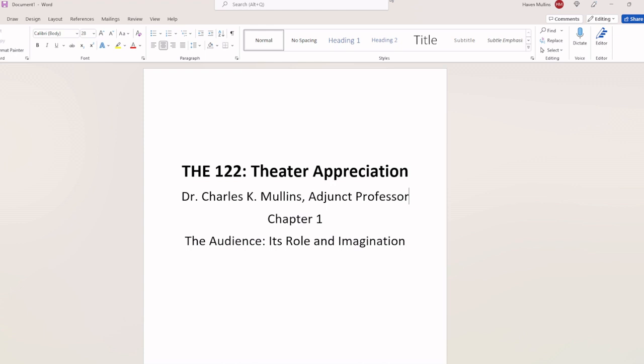Pantomime, another term on page 22 that you should take note of. A form of theatrical presentation that relies on dance, gesture, and physical movement, but no speech, no vocal work. Pantomime is dance, it's gesture, it's physical movement.